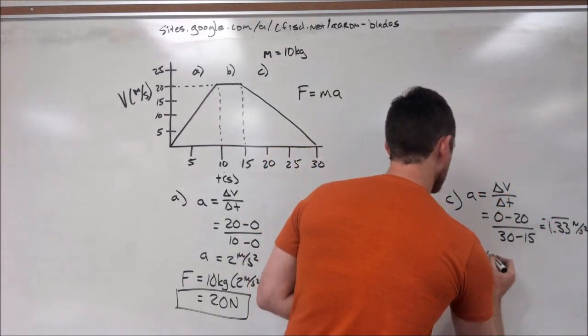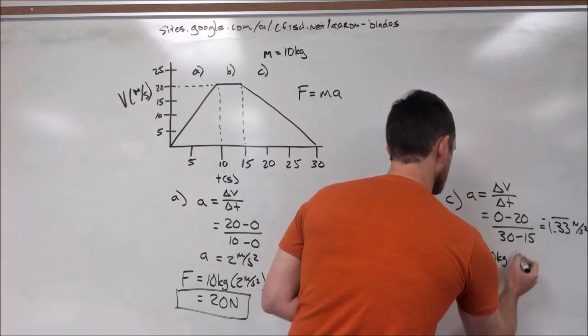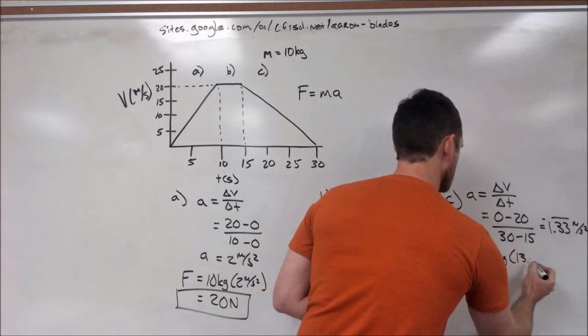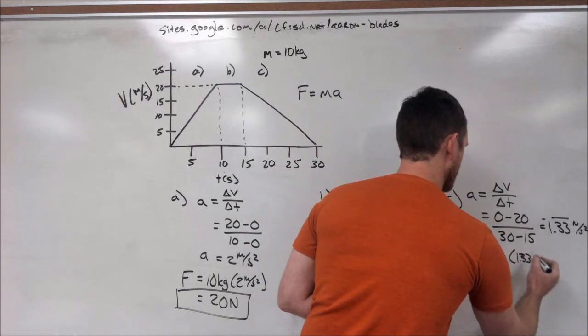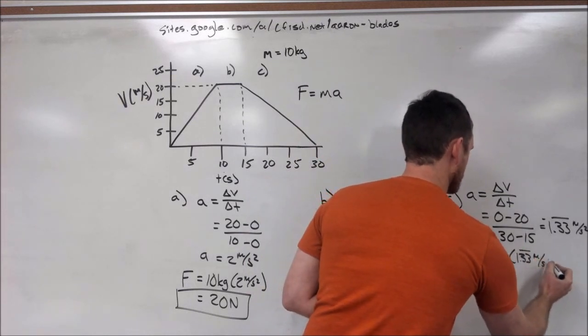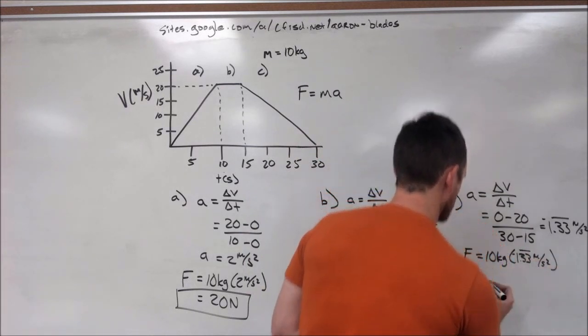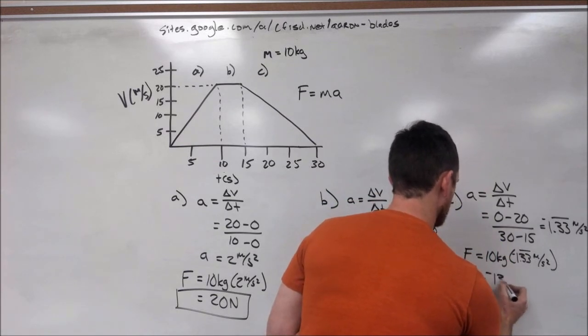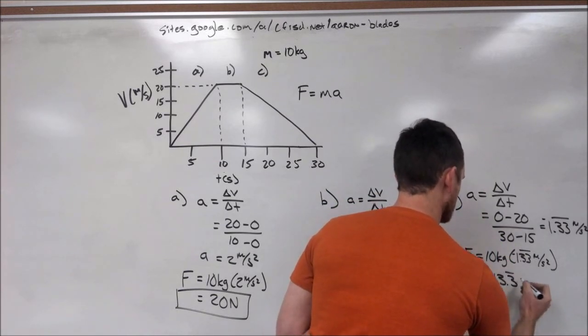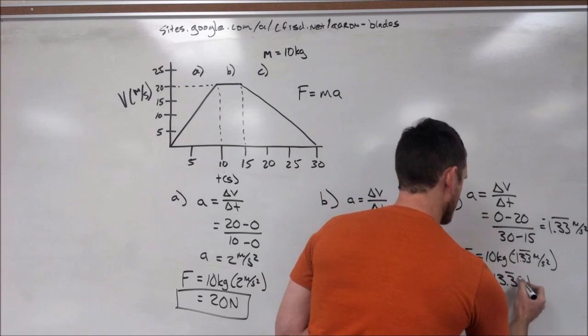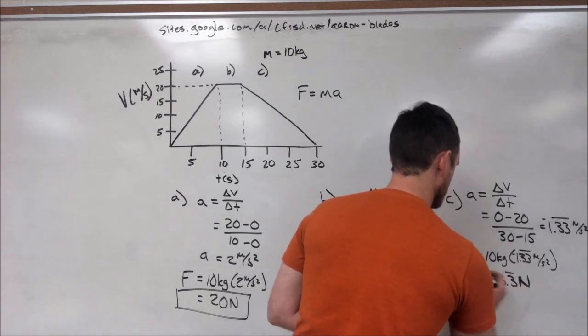Now if we plug that into our equation, F equals 10 kilograms times negative 1.33 repeating meters per second squared, and that gives us a negative 13.33 newtons. That negative, of course, refers to its direction.